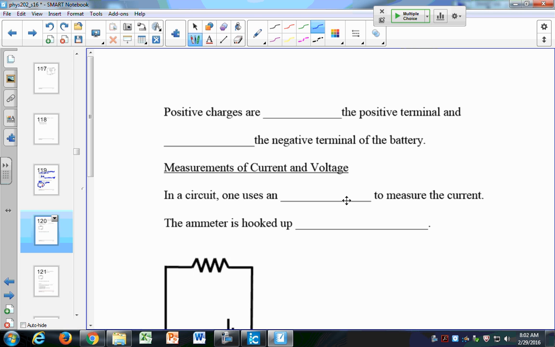Positive charges are repelled by the positive terminal and attracted to the negative terminal. That's how I remember it. What is the conventional flow? If I imagine my circuit like this, the positive charge is repelled from that side and attracted to the negative side.